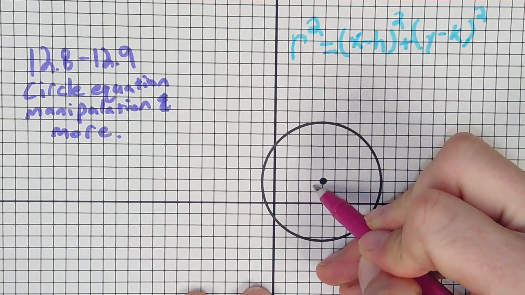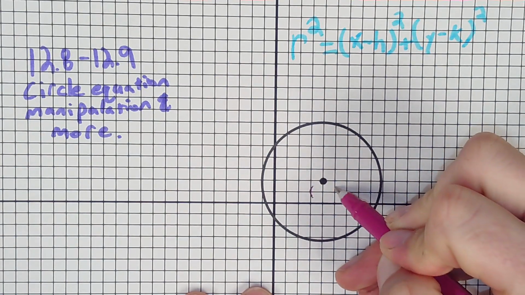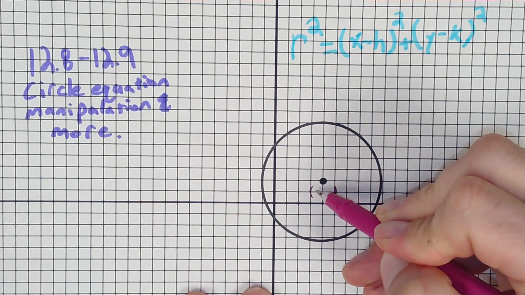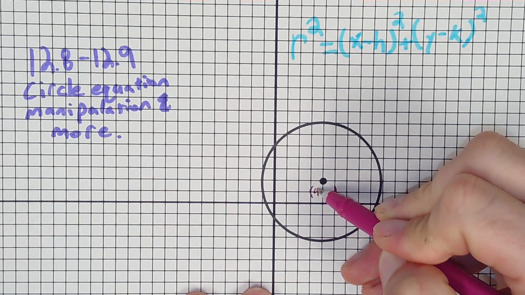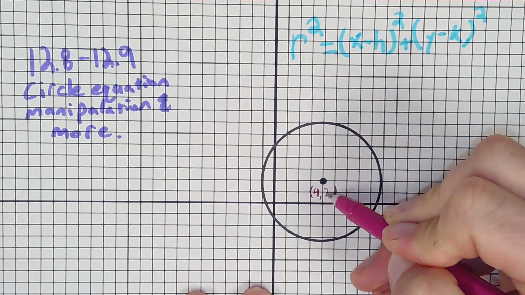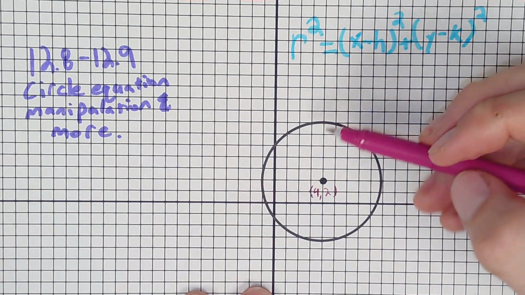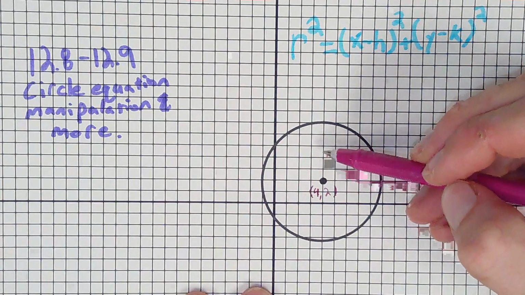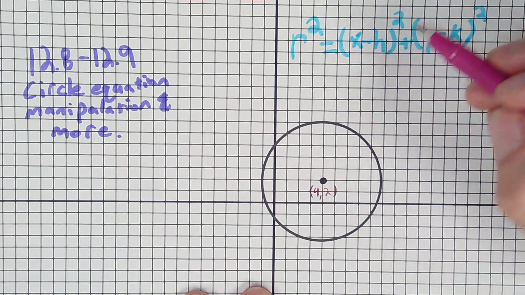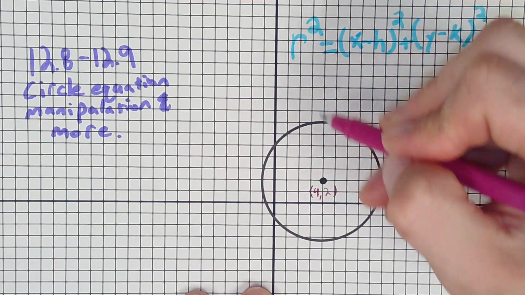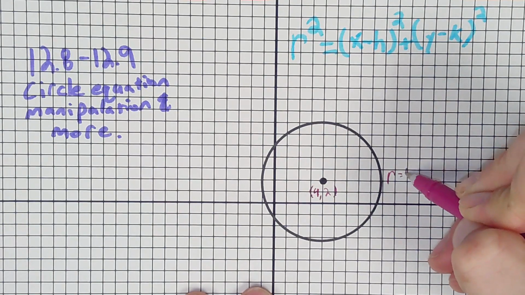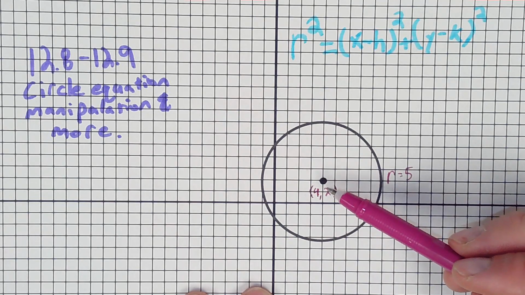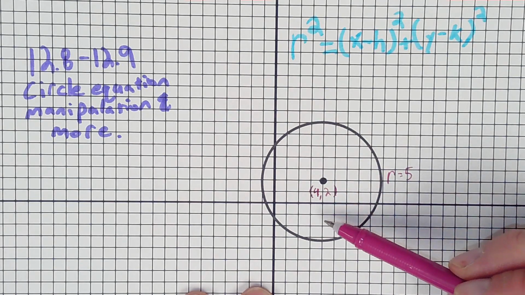So my center point values: my x value is 1, 2, 3, 4. That's my x value, and my y value is 2. This is a (4, 2) circle, right? And I can count my radius. I'll just go right up. This is going to be 1, 2, 3, 4, 5. So my radius here is 5. Radius equals 5.